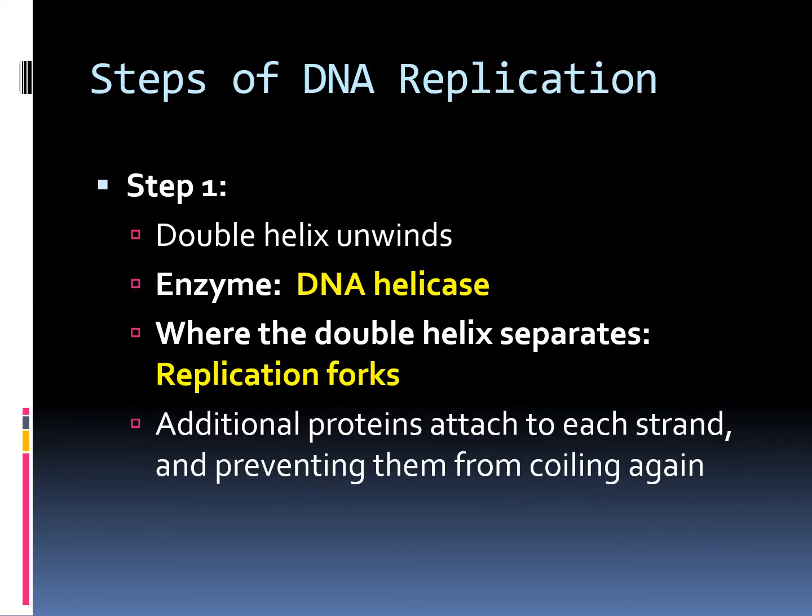Okay. So there are a set of steps, and please pay attention. That's all I gotta say. Step 1. Remember, it's a double helix, so it unwinds, and it's caused by something called DNA helicase. Remember, it's ACE at the end, so that means it's an enzyme. And where the double helix separates, they form something called replication forks.